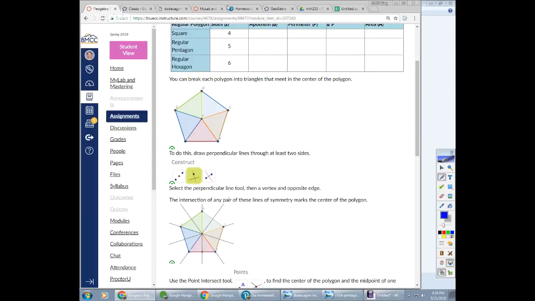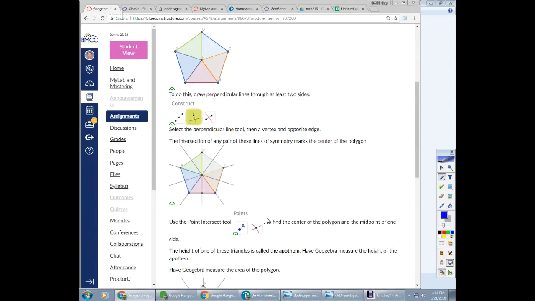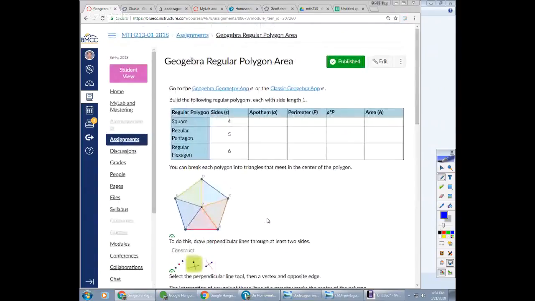All right. So are we like printing that out and filling out the table? You can just write it down on a piece of paper.